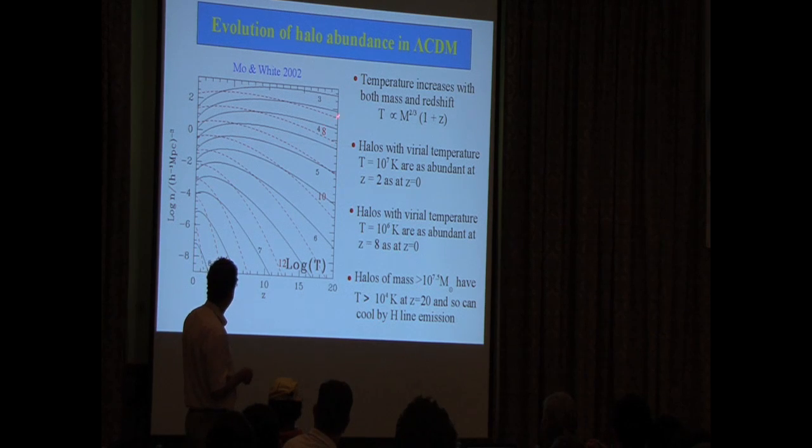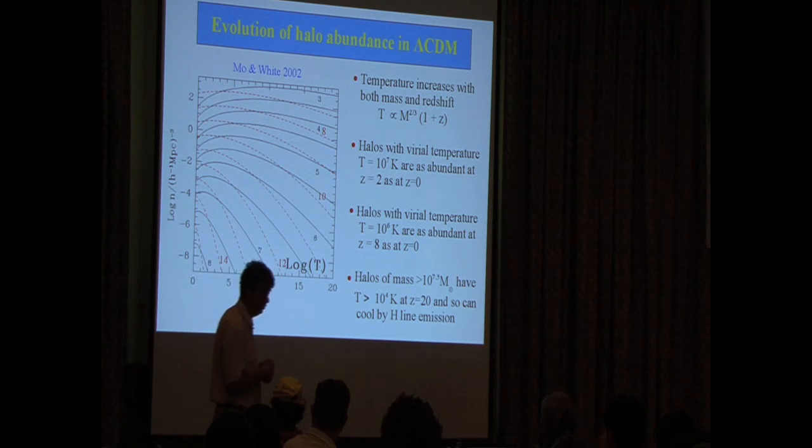In fact, 10^7.5, you can cool at redshift 20. So at redshift 20, there were, in the Milky Way simulation I showed you, quite a few objects with masses above 10^7.5. Those should have been able to cool through hydrogen line emission.